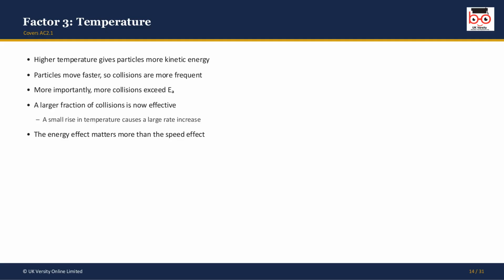Temperature is a particularly powerful factor. Heating the mixture gives the particles more kinetic energy, so they move faster and collide more often. But the real story is energy. Many more of those collisions now exceed the activation energy, so a much larger fraction are effective. That's why even a small rise in temperature can produce a big jump in rate, and the energy effect matters far more than the simple speed effect.